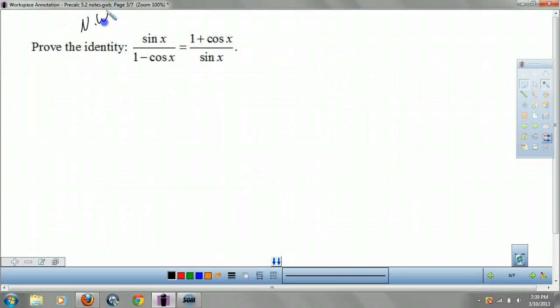Okay, definitely noteworthy example. Prove the identity: sine over 1 minus cosine equals 1 plus cosine of x divided by sine of x. Which side do you guys want to start with? It's up to you. What, you want to take this side and make it look like this side?